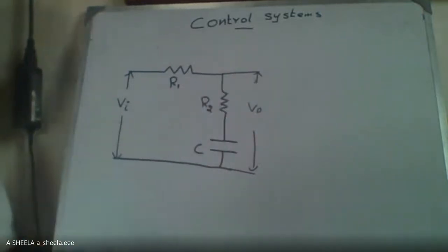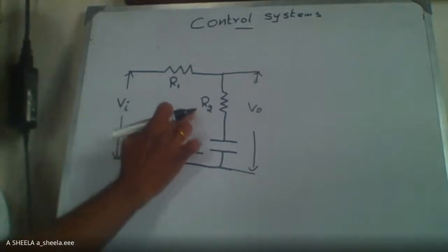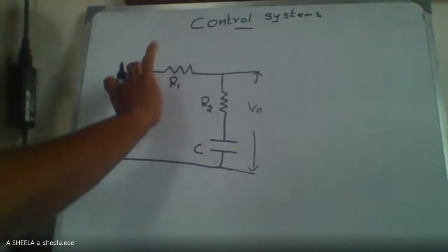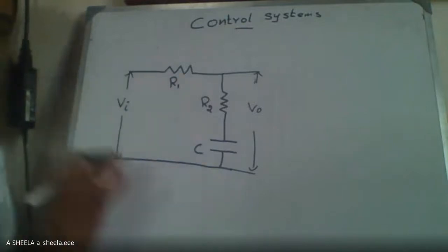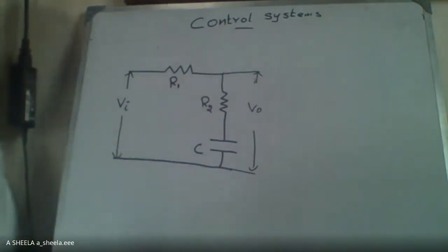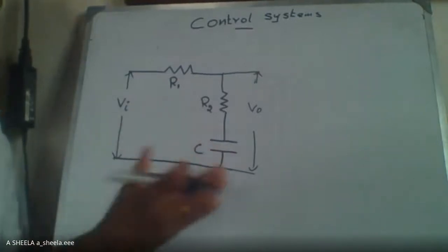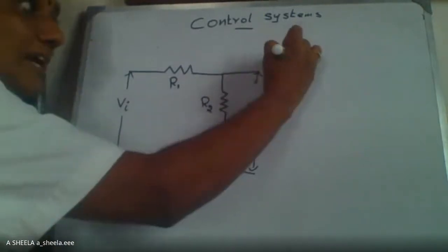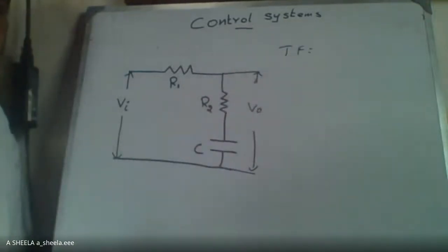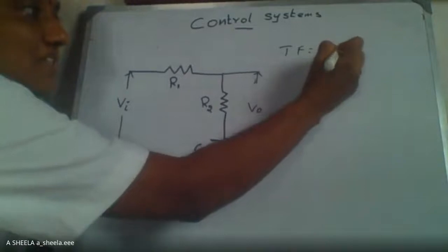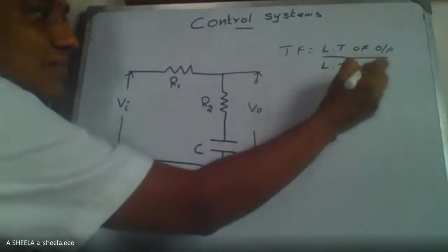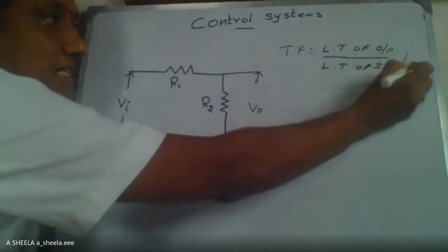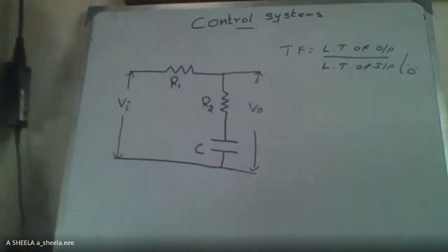Okay. So this is the problem for which we have to obtain the transfer function. Here we have R1, R2 and a capacitor, and the input voltage is represented as Vi and the output voltage is represented as V naught. For this problem, we have to obtain the transfer function, and this is a GATE question which was asked recently. When we are finding the transfer function, again I will repeat the definition: the transfer function is the Laplace transform of the output divided by the Laplace transform of the input at zero initial conditions.